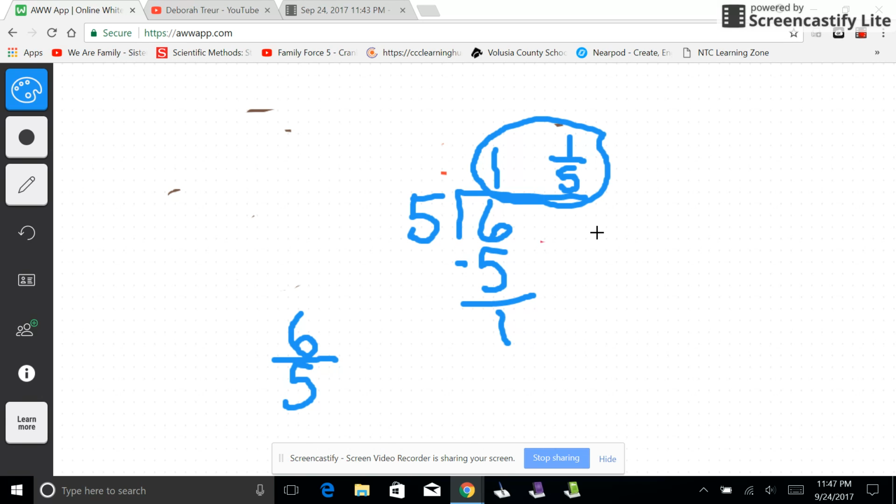And I'm going to be back with you because we're going to show you how to take this mixed number and change it back into an improper, or greater than 1, fraction.